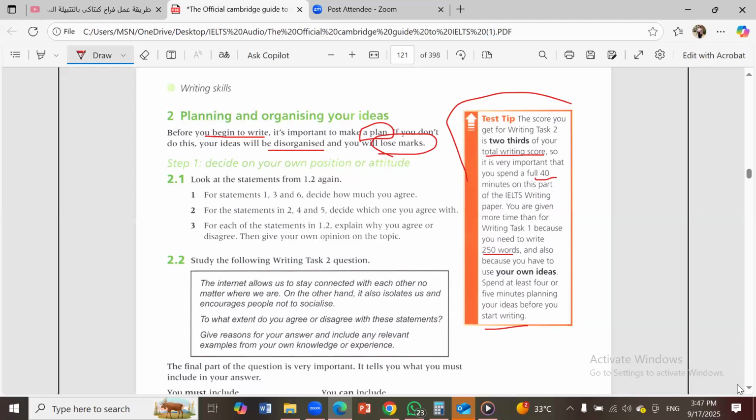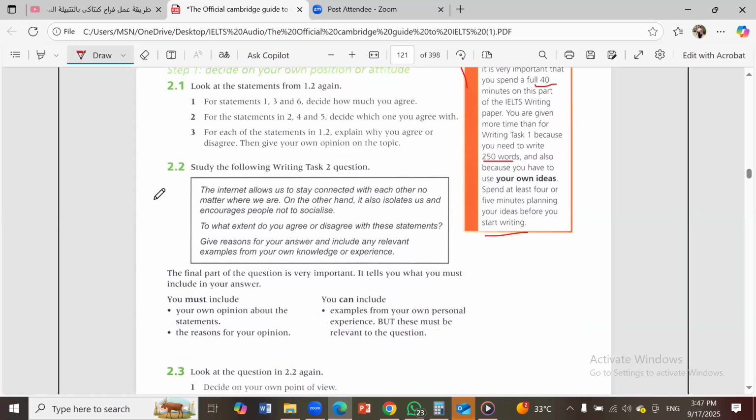So we have to write about this topic, for example. In the test, you encounter a question just like this, a topic you have to write about. The internet allows us to stay connected with each other no matter where we are. On the other hand, it also isolates us, encouraging people not to socialize. So, where is the task that I have to do? To what extent do you agree or disagree with these statements?